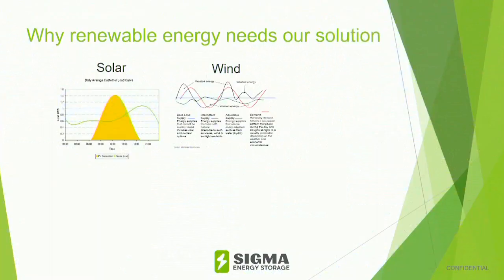Same with wind. Wind is even worse. Wind produces energy at any time of day, so you can put a wind tower and predict how much energy is going to be produced on a yearly basis, but it's difficult to predict when during the year it's going to be produced. So that adds to the challenge of implementing the renewables.